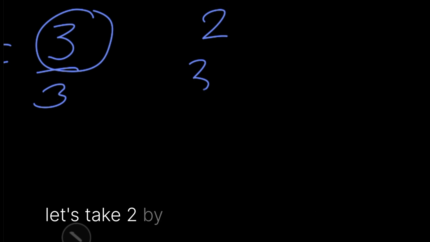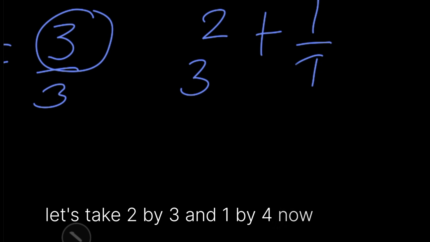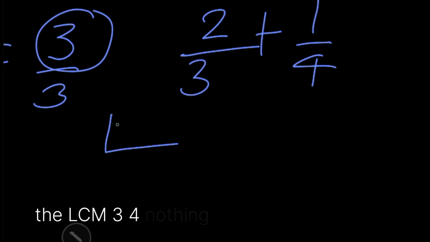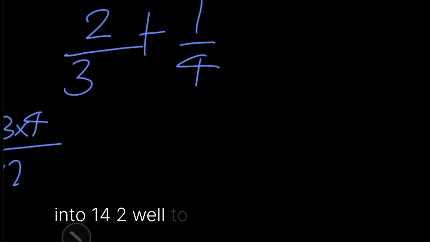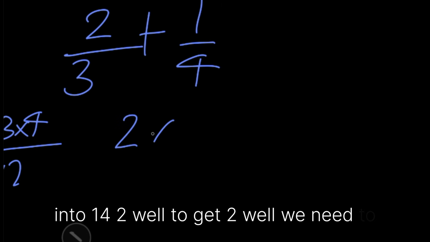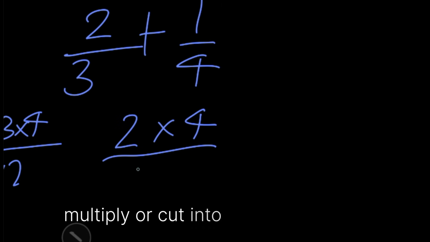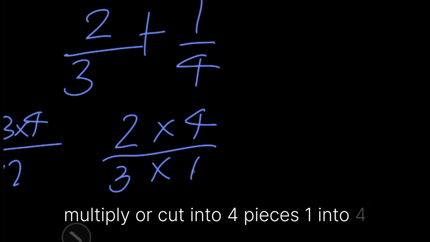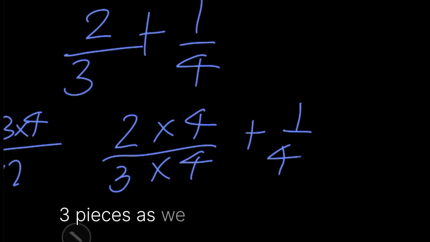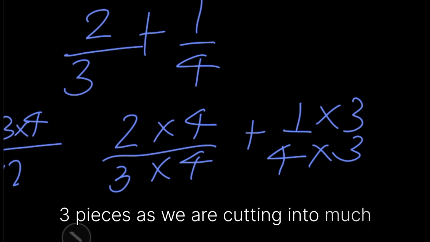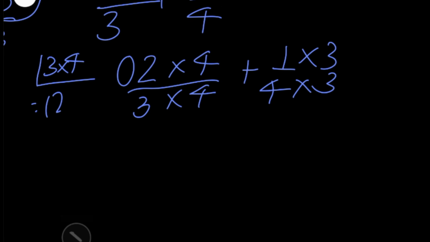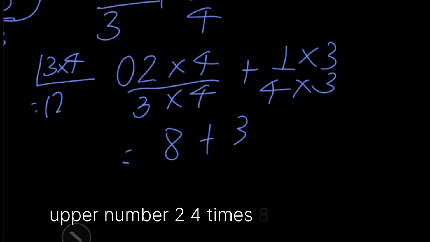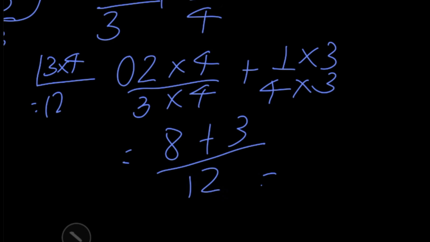Let's take 2 by 3 and 1 by 4. Now we take the LCM. For 3 and 4, nothing can be done, so 3 into 4 is 12. To get 12, we need to multiply the 3 by 4, so cut into 4 pieces, and 1 into 4 in 3 pieces. As we are cutting them into much smaller pieces, so does the upper number. 2 fours are 8 plus 3 is 11. 11 by 12 is the answer.